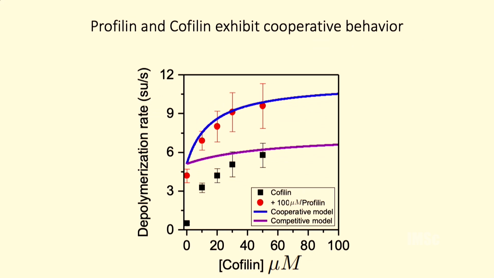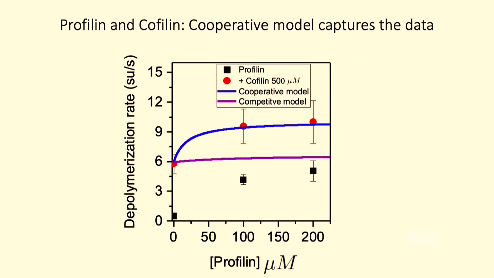It's about 12 subunits per second, right? It's much higher than the other ones observed. So in other words, they can really occupy the barbed end together and increase the overall rate of depolymerization. And you see the same thing if you are tuning the other protein and keeping cofilin constant. So you see that it's basically consistent with the model.